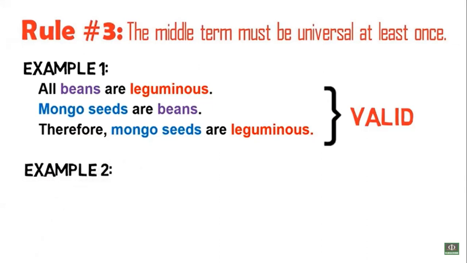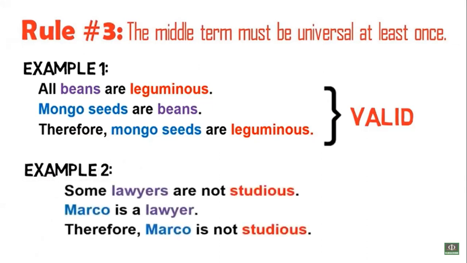Here's another example. Some lawyers are not studious. Marco is a lawyer. Therefore, Marco is not studious. As we can see, both middle terms in the first and second premise are particular. But because rule number 3 asks that at least one of the middle terms must be universal, then the syllogism is invalid.